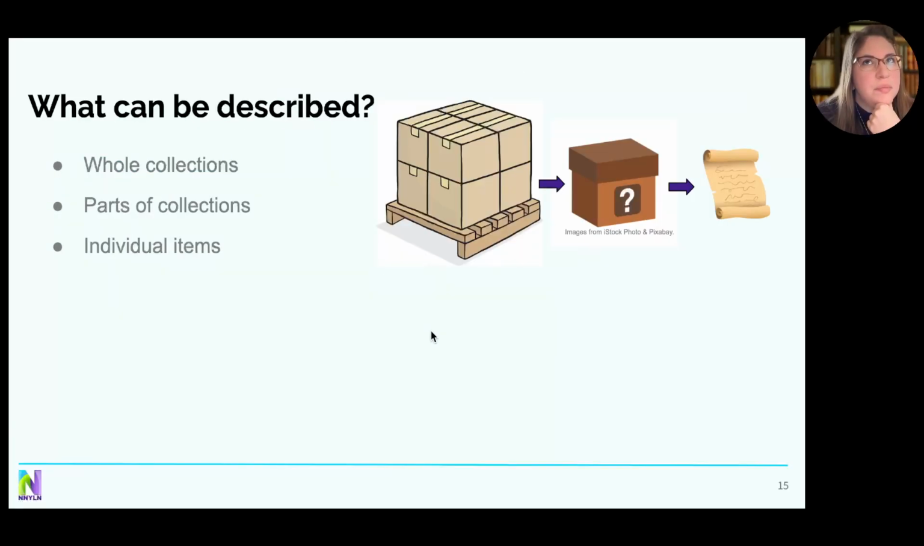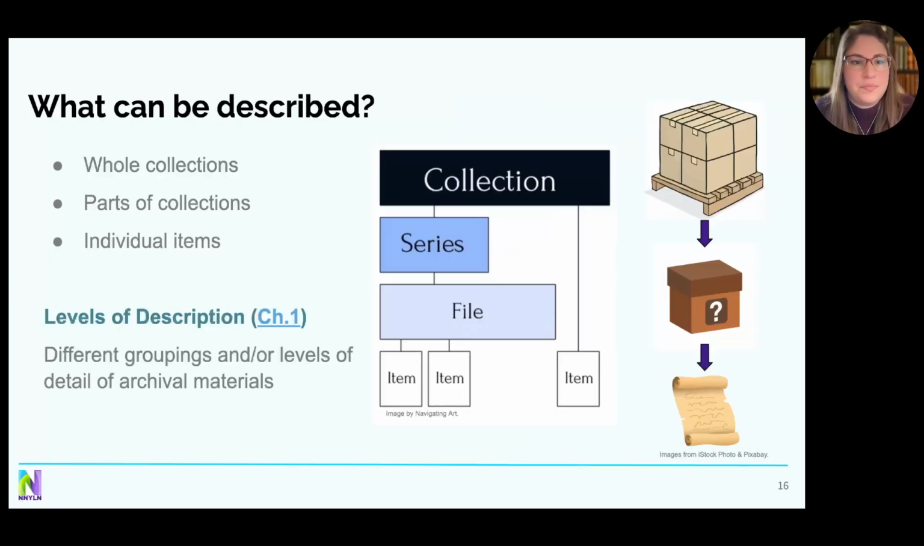So if we back up just briefly to when we talked about what can we describe when we do archival description. I mentioned that we can do whole collections, we can do parts or subcomponents of collections, and we can also do individual items. Well, when we're talking about how DACS thinks about archival description, there's something called levels of description, and that's at chapter 1 that we kind of skimmed by. And what that is talking about is the different groupings or the level of detail that's being described about the archival materials. So if we look at this diagram, it'll help us understand it.